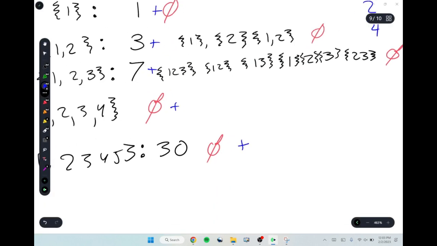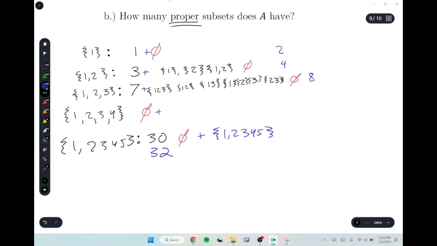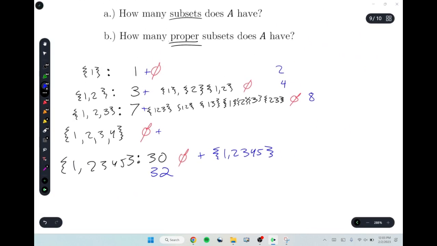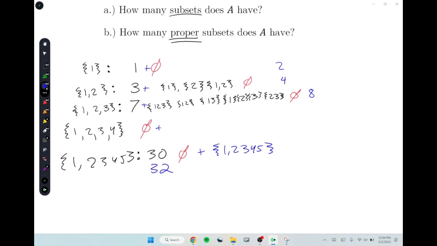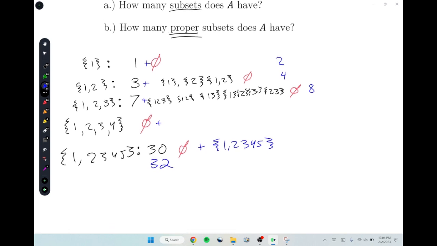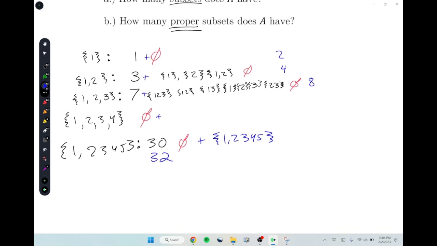So for the 5er, we were missing the empty set and the 1, 2, 3, 4, 5 set, and that gets us to our 32, which is 2 to the 5th. Aha. Regular subset. Yes. Proper, by golly, I don't want to do that. Unless there's a nice, neat formula for that. Oh, wait. There is a nice, neat formula. Isn't it just minus 1? The set with all the elements, right?